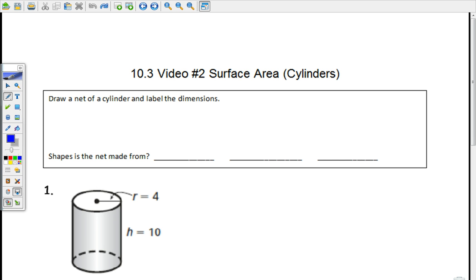Alright, so the net of our cylinder is going to look something like this. We have a rectangle, and then we have 2 congruent circles. So the circles are kind of the same exact copy of each other on top and bottom.